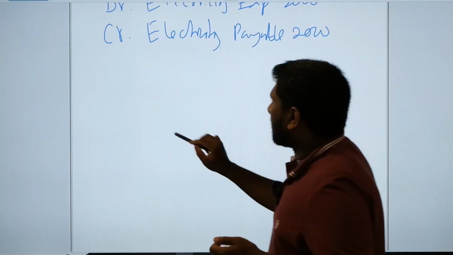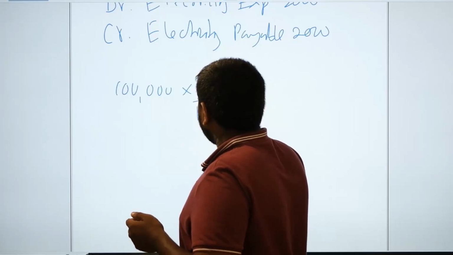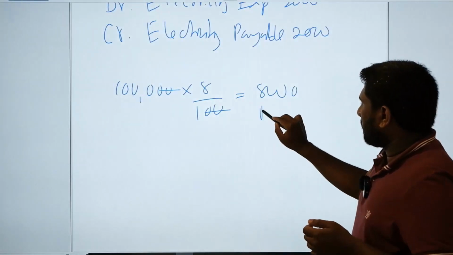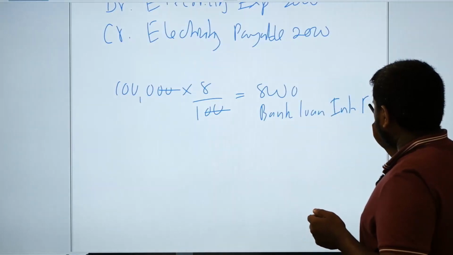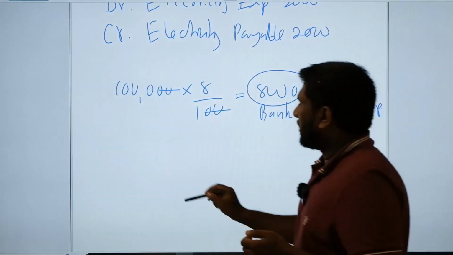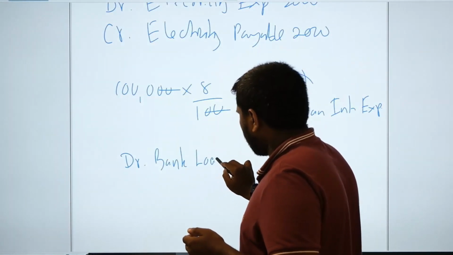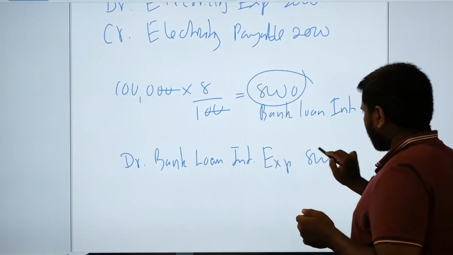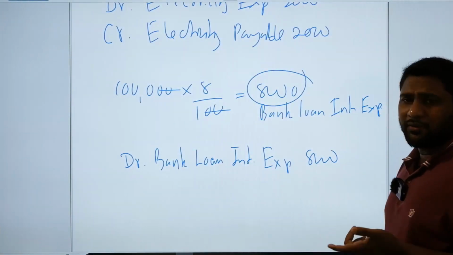Then 100,000 is the bank loan. For that 8%, how much is the interest amount? Bank loan interest expense. How much is that? 8,000. So what is the double entry? Debit bank loan interest expense 8,000, and they have not given any details regarding the payment of the bank loan interest.